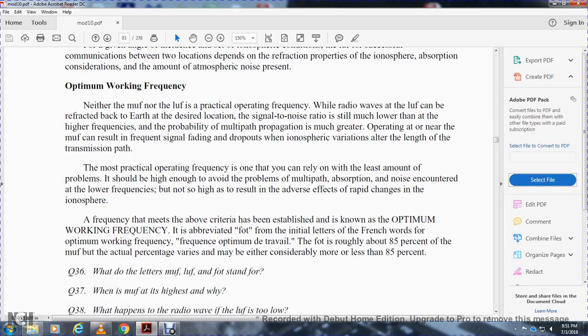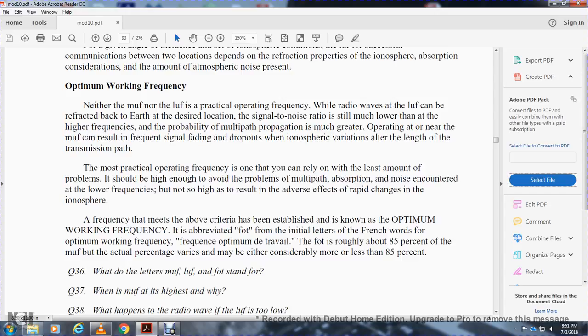Alright, optimum working frequency. Neither the maximum usable frequency nor the lowest usable frequency is a practical operating frequency. A radio wave at the lowest usable frequency can be refracted back to the desired location on Earth, but the signal-to-noise ratio is still much lower than at a higher frequency, and the probability of multiple-path propagation is much greater. Operating at or near the maximum usable frequency can result in frequent signal fading and dropouts, because of ionospheric variation along the length of the transmission path.